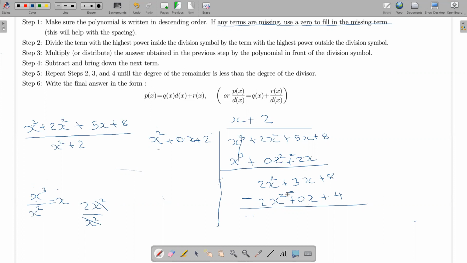This 2x squared cancels out. 3x minus this, I get a 3x minus 4 here plus. Here this is again a minus. No, 8 minus 4 plus. So I get 3x plus 4. Okay, now I have to stop.